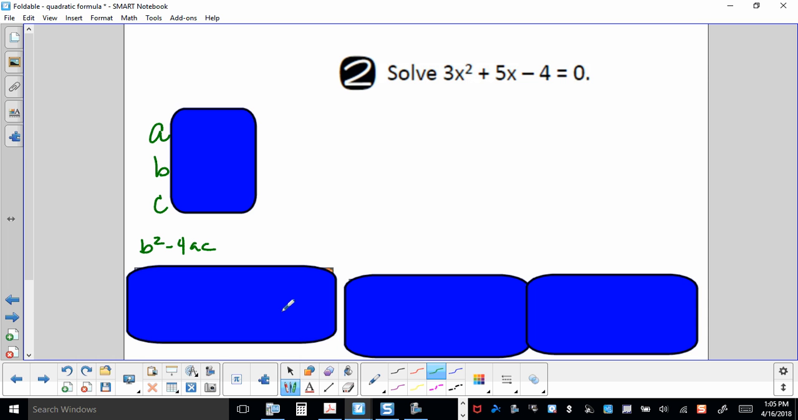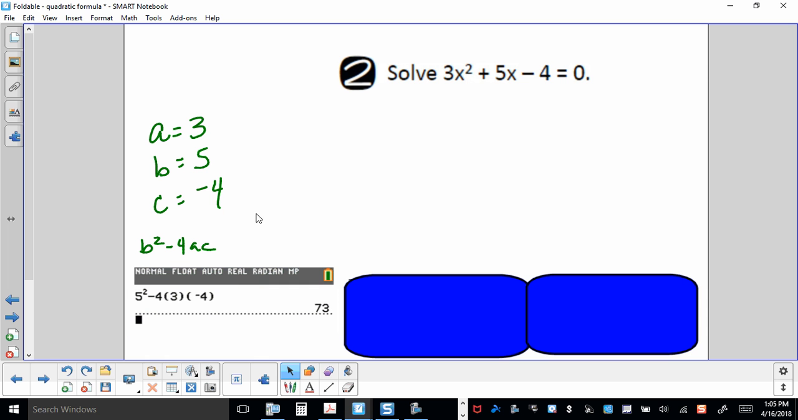So again, let's solve one with two solutions. So let's start by identifying A, B, C and calculating the discriminant. So A is 3, B is 5, and C is negative 4, and the discriminant is 73. So let's plug it into our formula. So it's minus b, so minus 5, plus or minus the square root of 73 divided by 2 times a, which is 6.